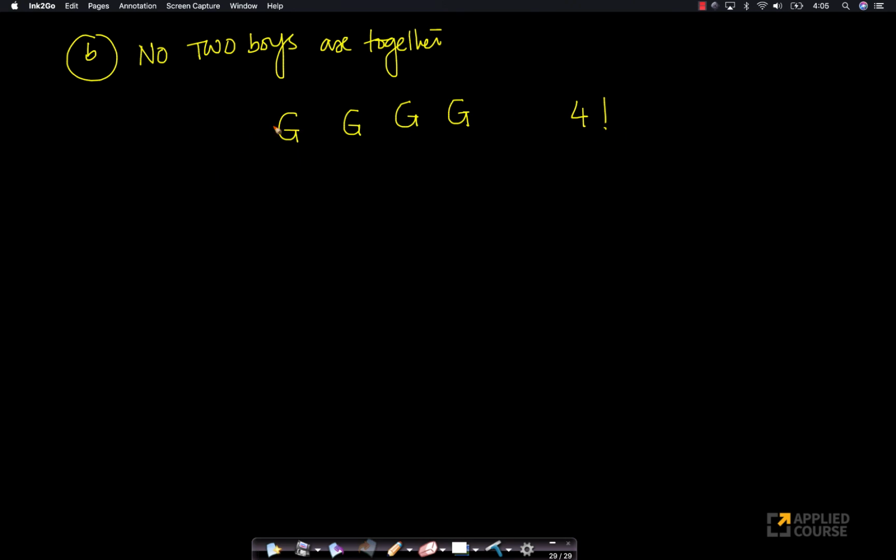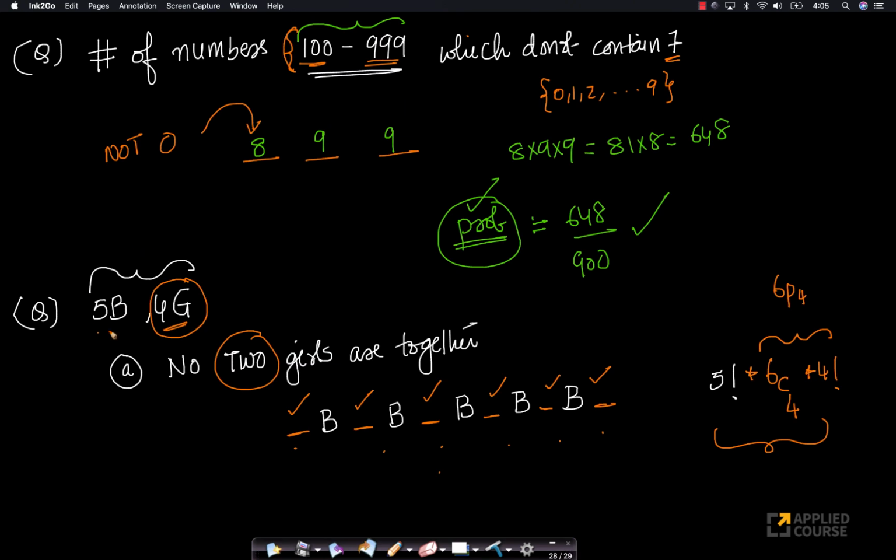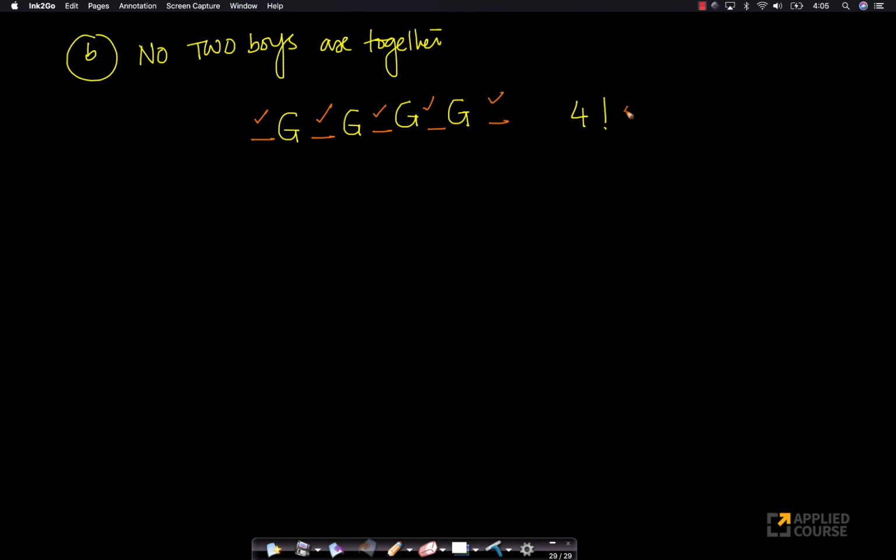When I arrange 4 girls, look at which locations I can place a boy. Because I don't want 2 boys to be together, I'll place 1 boy in each of these locations. I have 5 locations here and I have 5 boys. If I have to place 5 boys in 5 locations, in how many ways can I do it? 5 factorial ways. So 4 factorial into 5 factorial is the number of ways I can arrange such that no 2 boys are together.